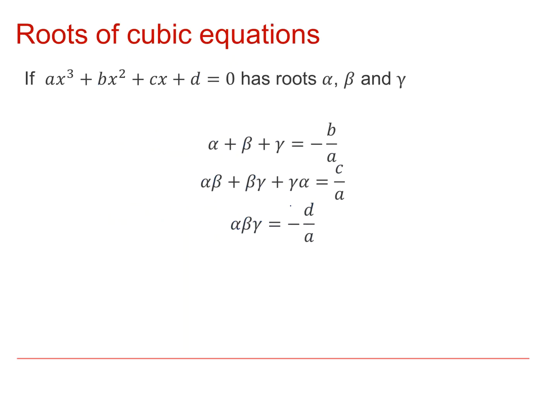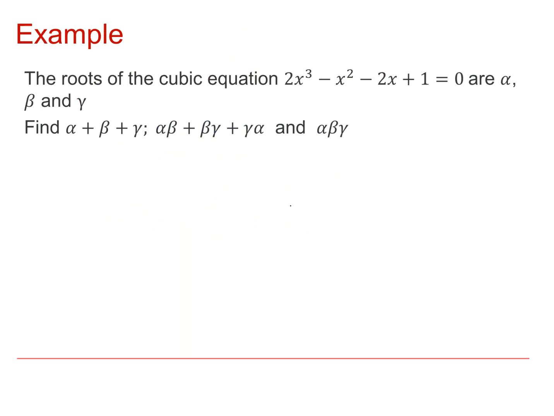We had a similar set of relationships for cubic equations, and we can do the same thing. Here's another straightforward example, this time with a cubic equation. Here A is 2, B is minus 1, C is minus 2, and D is 1.